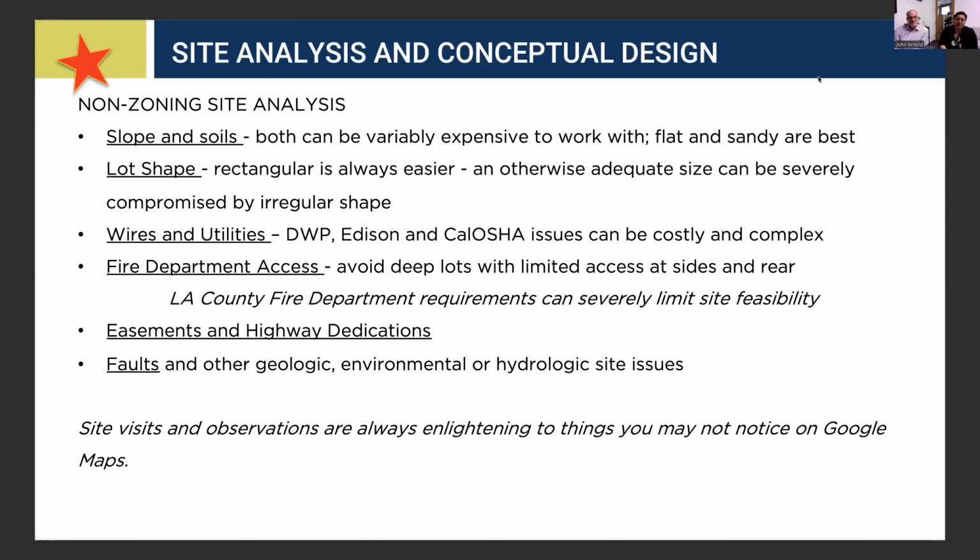Easements and highway dedication. Nowadays, mostly every property is going to have a highway dedication, and it's something to just be aware of. And easements: you can have easements for utility lines, and you can also have easements for access. So that's something to consider.